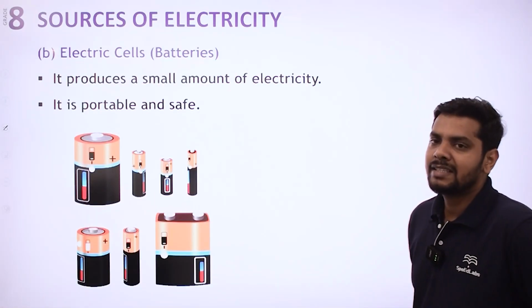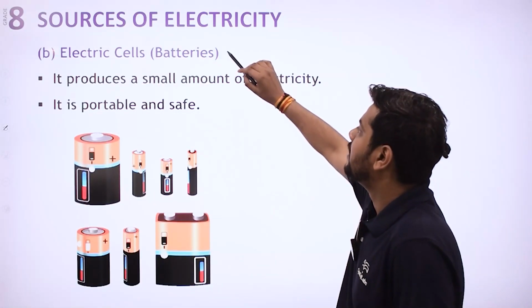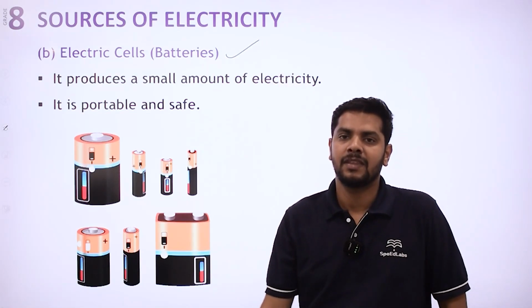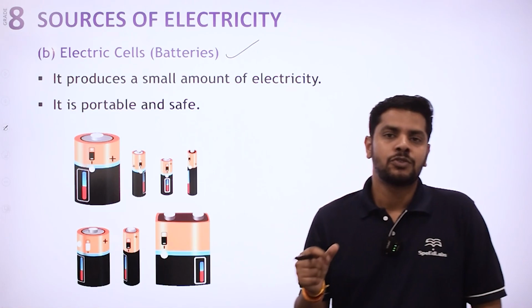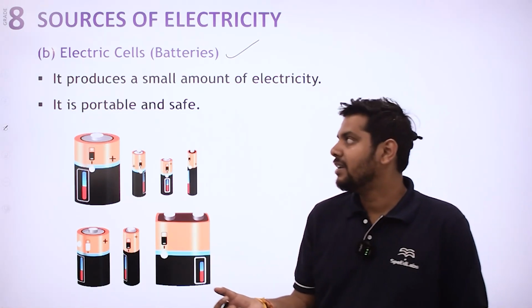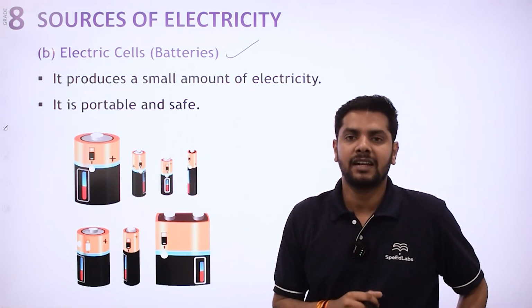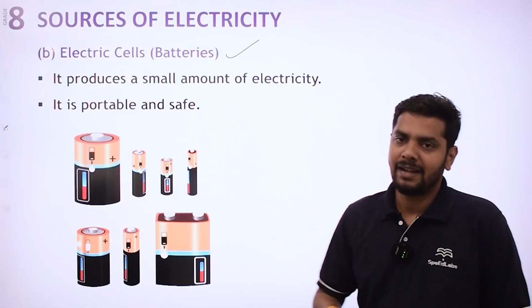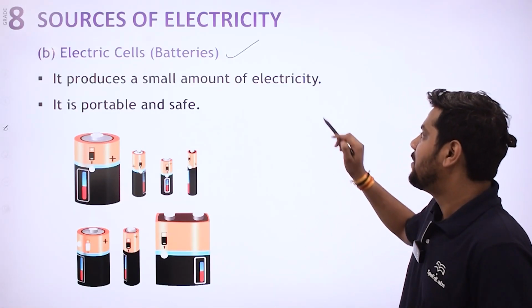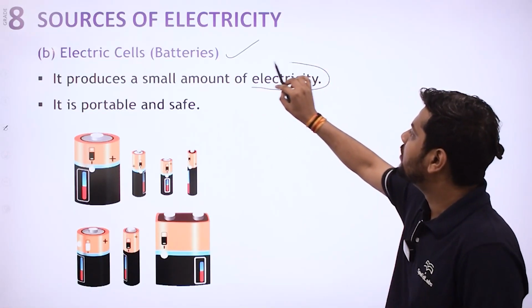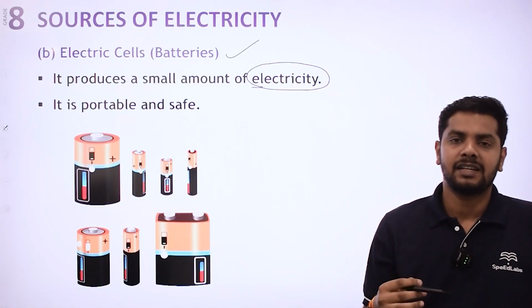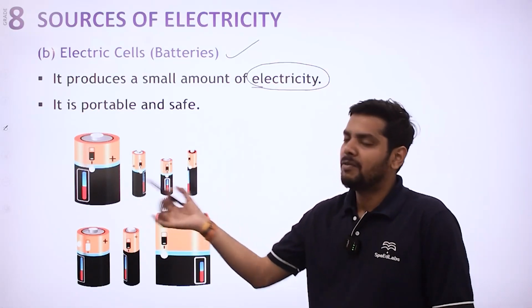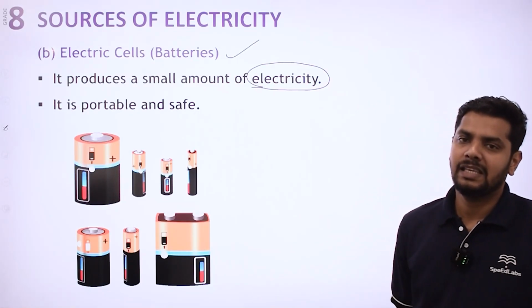The second way, as I have explained, is batteries, or we can say electric cells. Let's say that we want a very small amount of electricity. So from where can we get it? We can get it with the help of electric cells, or you can say batteries. The same part is written: it produces a small amount of electricity. That means if I want a little bit of electricity, I can get it with the help of cells or batteries, which you can see here.